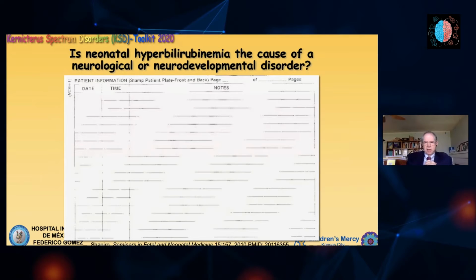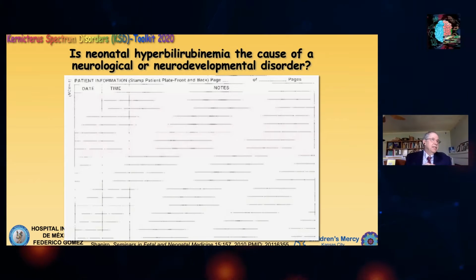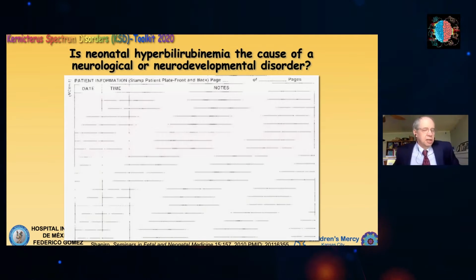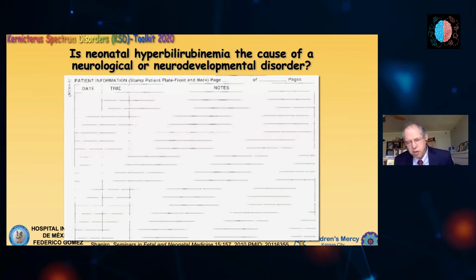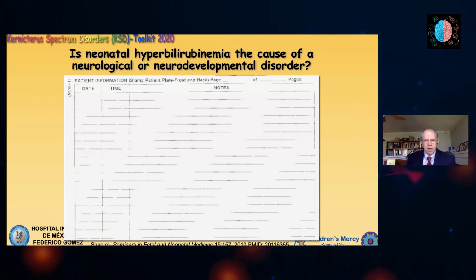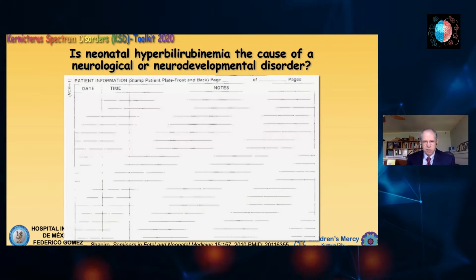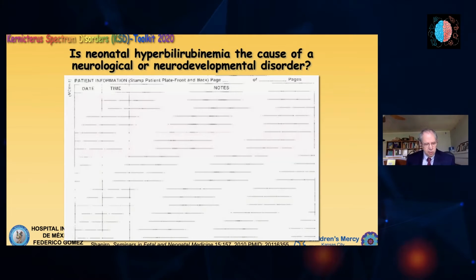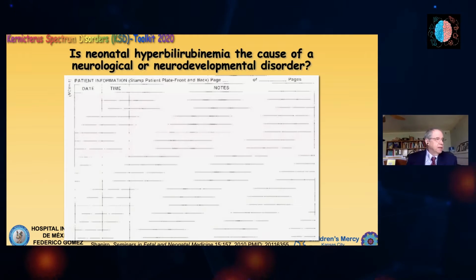So one of the issues that comes to me as a neurologist is children who are sent to me asking, is neonatal hyperbilirubinemia the cause of a neurologic or neurodevelopmental disorder? This is a very frequent question, and I want to go through first how I view this, how I think about it when I see children in the clinic or review their charts and their lab data. And then this is going to give the reasoning behind coming up with this toolkit.